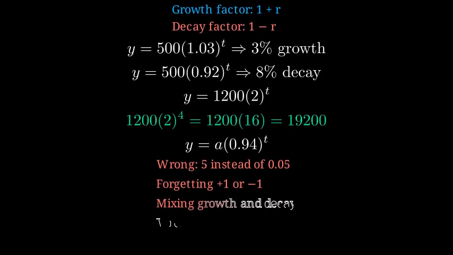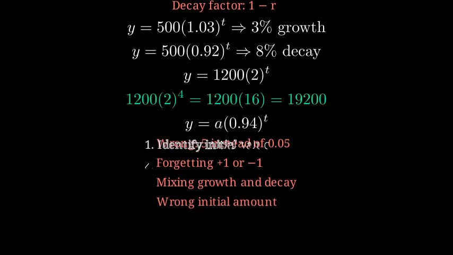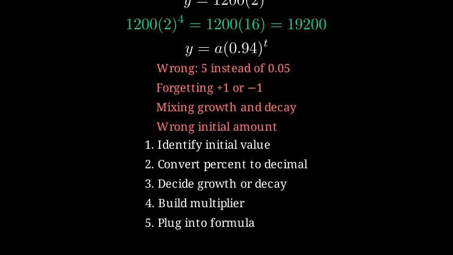Common SAT mistakes. Using 5 instead of 0.05, forgetting to add or subtract from 1, mixing up growth and decay, and using the wrong initial amount. SAT speed strategy. Identify the initial value, convert the percent to a decimal, determine growth or decay, build the multiplier, and plug into the formula.